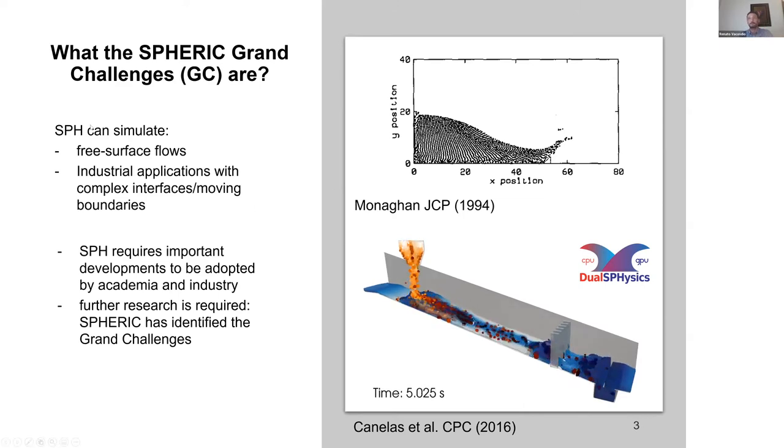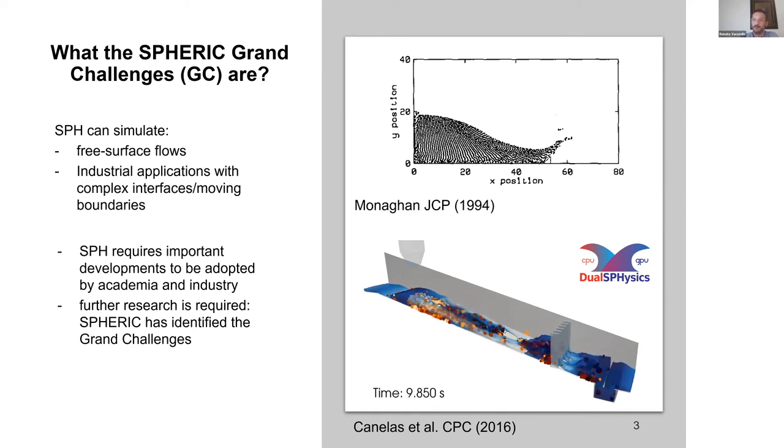So I think these days it's clear that SPH is a numerical method that is able to simulate free surface flows, also very complicated ones, and it's also used with success for different industrial applications where complex boundaries and/or complex interfaces are present. Despite this, at least in my opinion, it is also clear that SPH still requires important developments to be adopted by academia and industry, and further research, in particular fundamental research, is required.